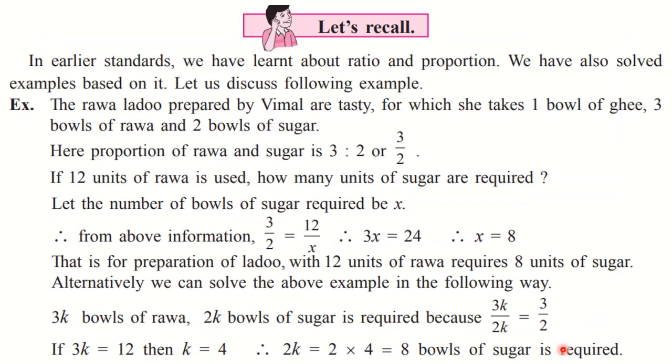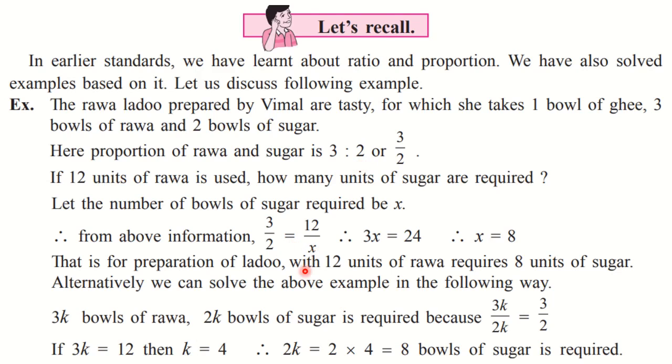Okay, then I explained to you the meaning of ratio. When we talk about two numbers, we write them in the form of ratio. As you can see here, 3:2 is the same as 3 upon 2. That means when we compare two quantities with the help of division, it is called what? Ratio.